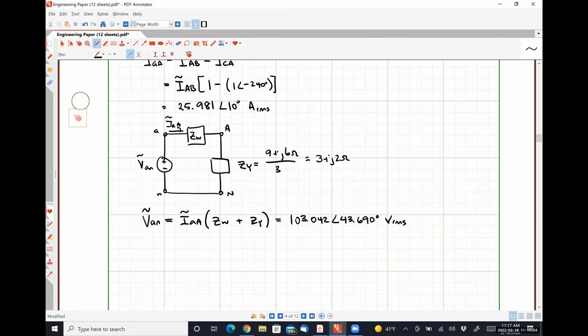Now that I know that phase voltage of my Y connected source, how do I get the phase voltage of the equivalent delta connected source? Multiply by square root of 3, angle 30 degrees. Absolutely right.